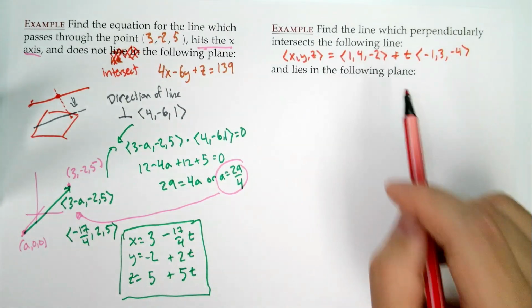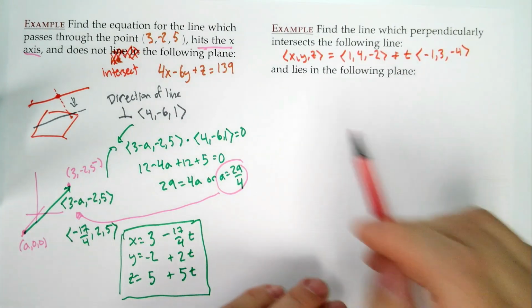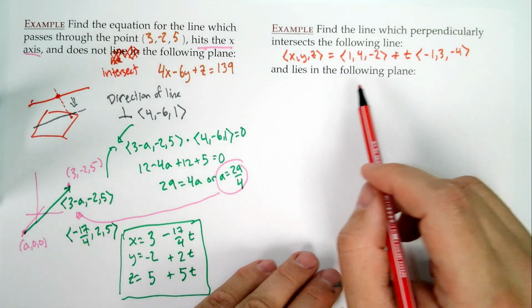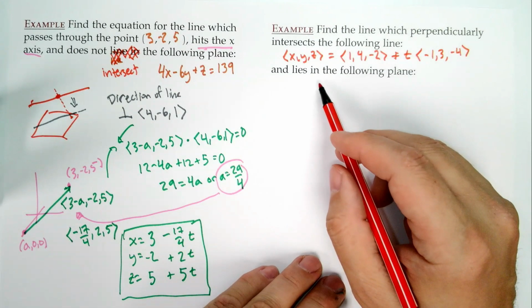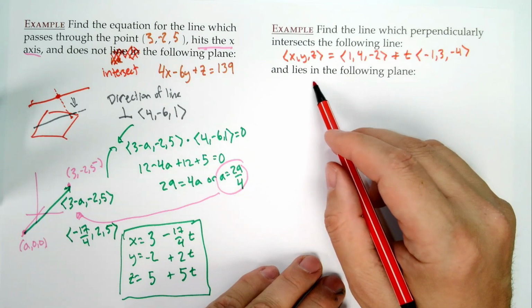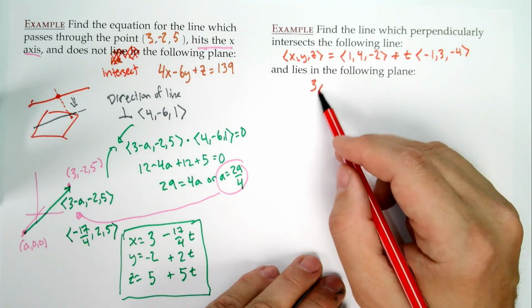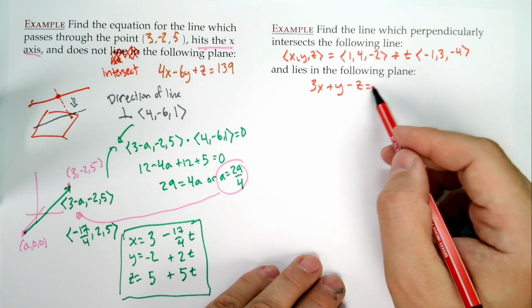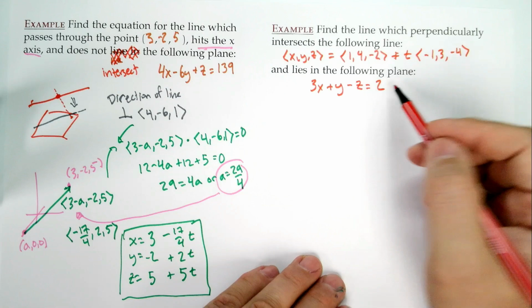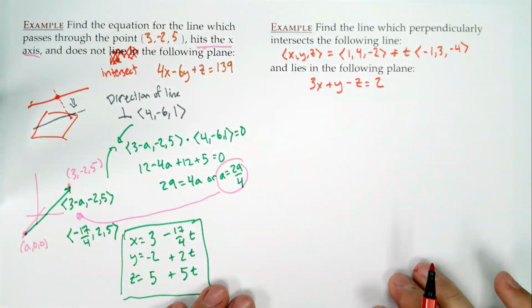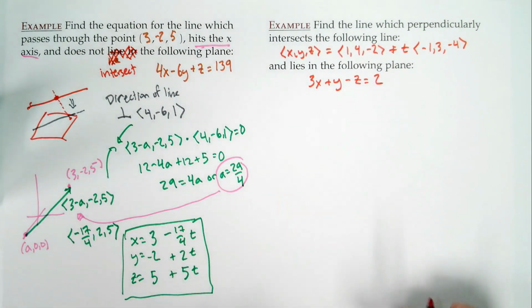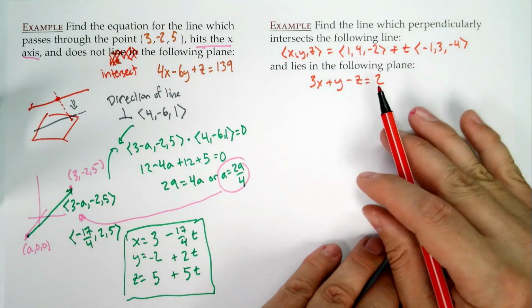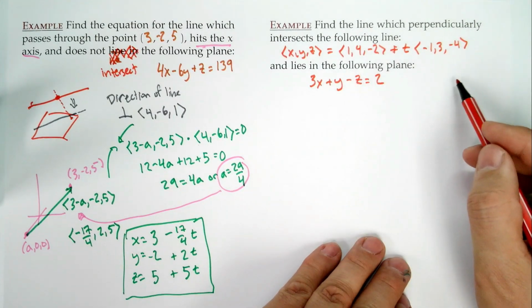So it has to perpendicularly intersect that line, and it has to lie in the following plane. Well, what is that one going to be? Well, let's choose 3x plus y minus z equals 2. All right, nice numbers. Well, it doesn't mean the answer is going to be nice, but at least the numbers are nice to start. All right, so let's think about the picture here. So we have a plane, 3x plus y minus z equals 2.